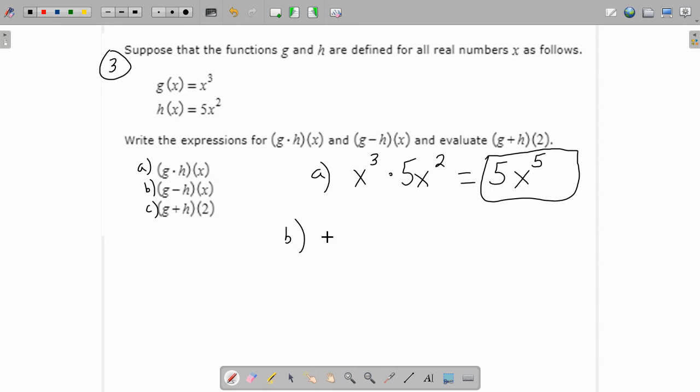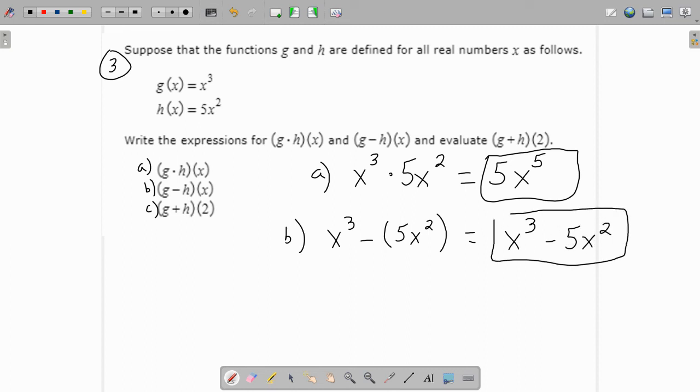B, we're going to take G minus H. We don't really need parentheses there because it's a monomial, but I like doing the same thing every time. So x cubed, negative 1 times 5x squared is a minus 5x squared. There are no like terms there. You're all done. There's no reason to factor because you're just trying to simplify.